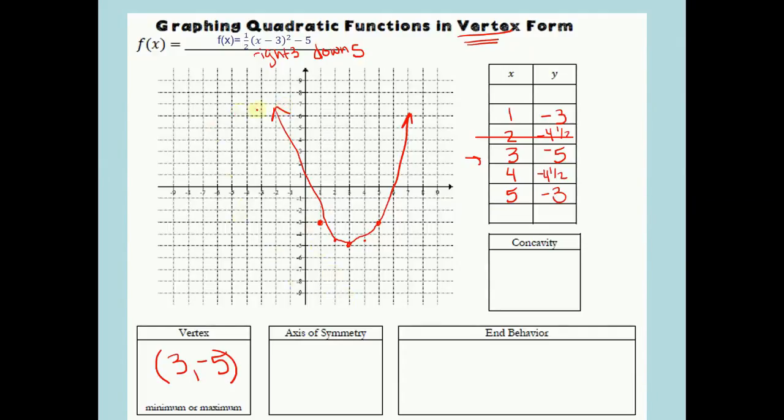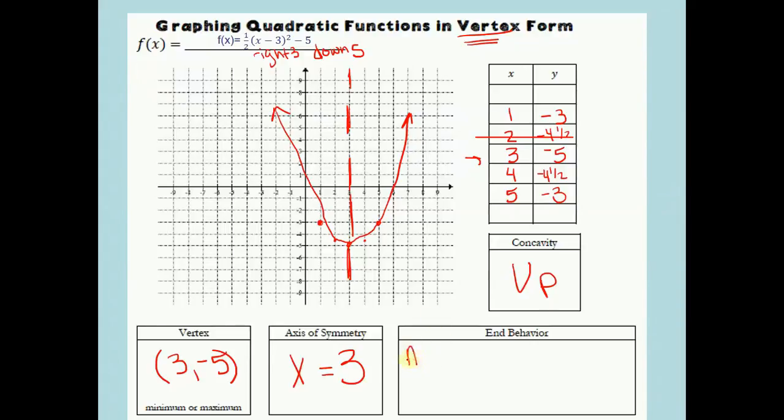So since my U looks like a cup, it's got to be up. Axis of symmetry, remember, that's where you can fold him perfectly in half. So if I draw down the middle, right here, it's x equals 3 for my vertex. That would be the line that I just drew.